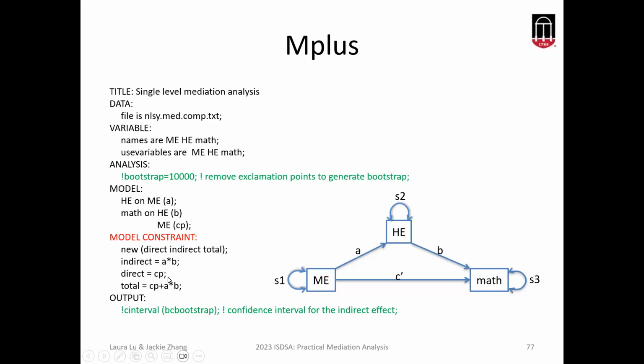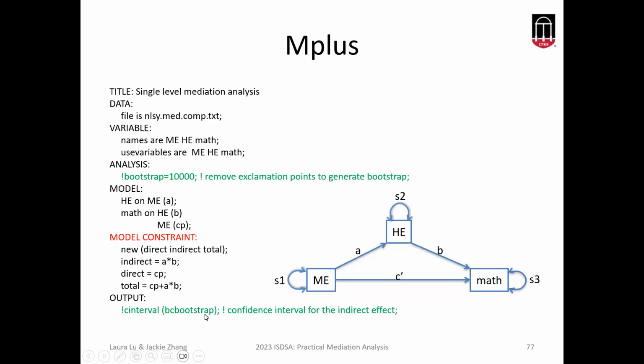And direct effect is CP. What is CP? This is C prime, the direct effect from ME to math. We also have a new total variable defined as the sum of C prime and A times B. So we defined 3 new variables, and we use model constraint in Mplus to allow Mplus to show the results of these 3 effects. And in the outputs, of course, if you remove the exclamation symbol, you have the confidence interval constructed.